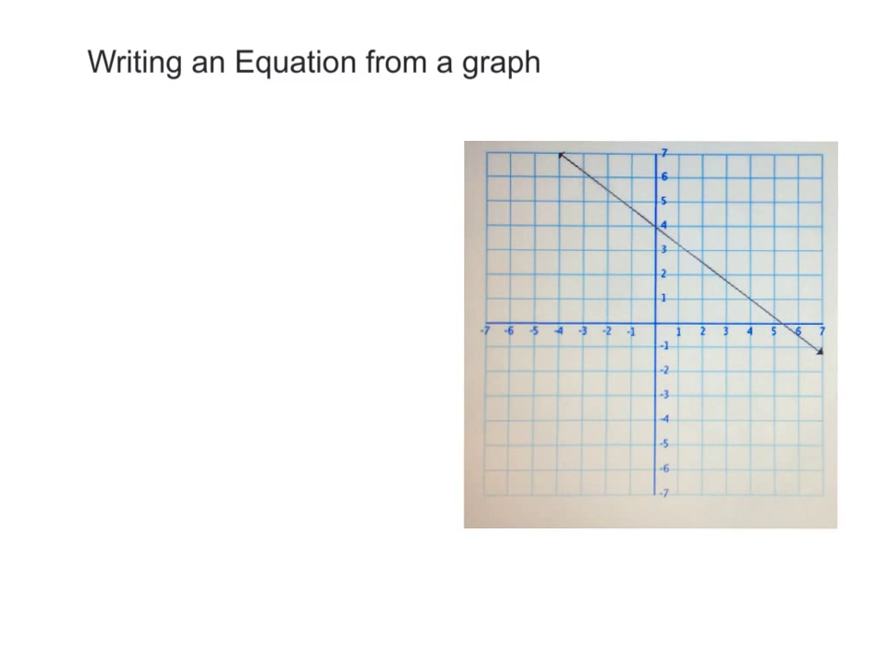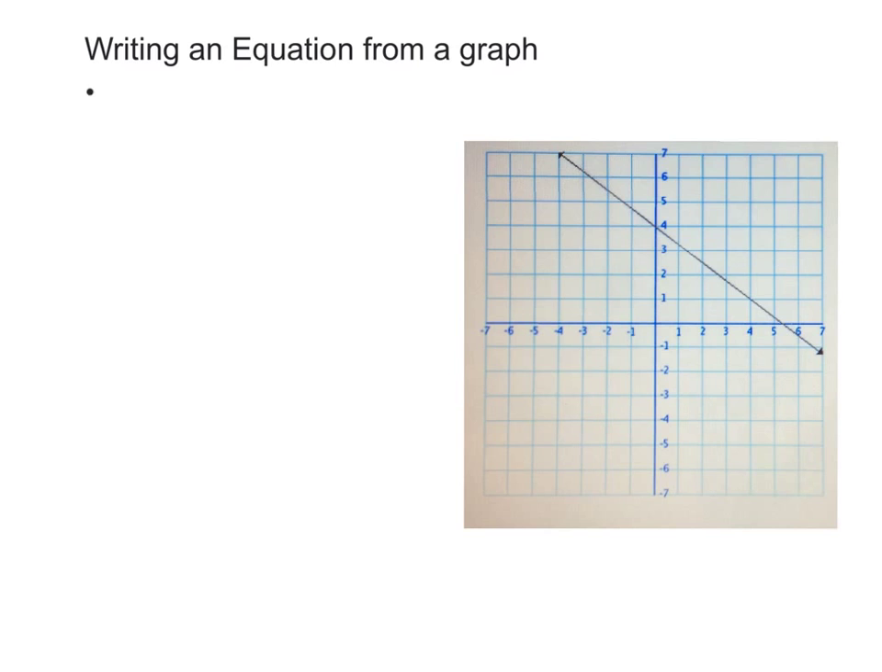This is a review of how to write an equation from a graph. There are three different forms of lines we could write for this, and there are actually several methods you can use to do so. The simplest method would be to use slope-intercept form.